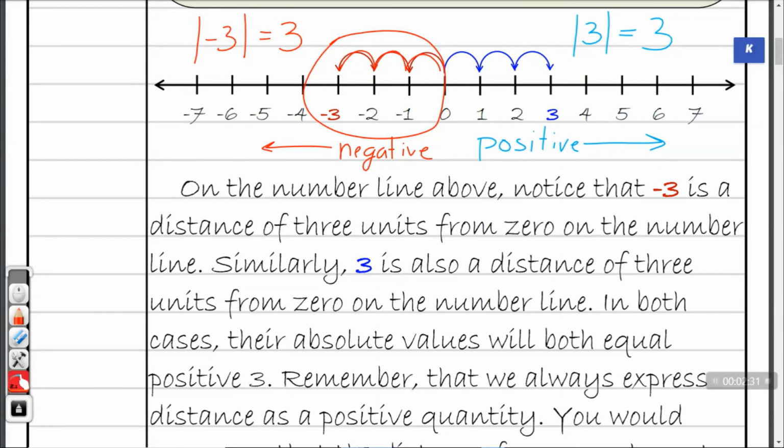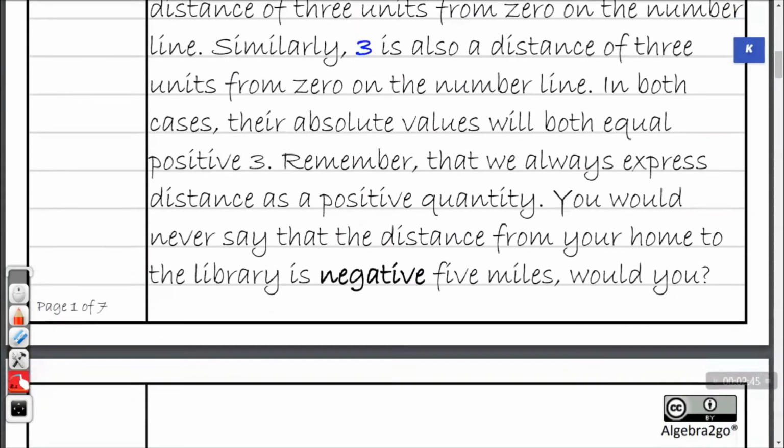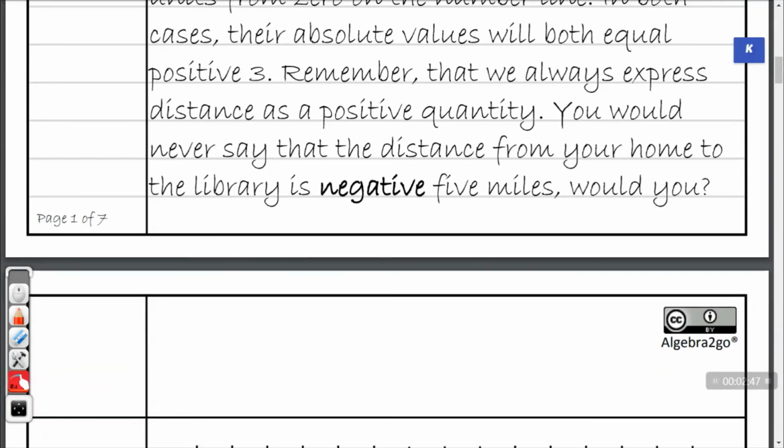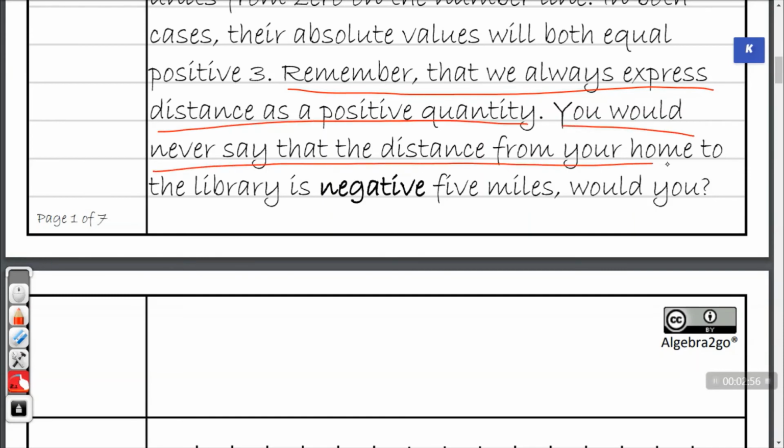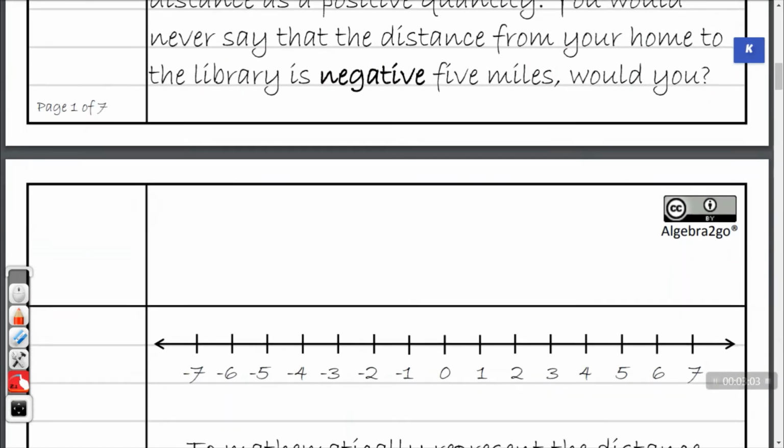It's still there, and therefore distance we always talk about as a positive amount because it's something that does exist, it's in front of us, and you can count it. Negative is merely referring to the direction left from 0 on our number line. So remember that we always express distance as a positive quantity. You would never say that the distance from your home to the library is negative 5 miles. That just doesn't happen. We talk about it as 5 miles in one direction.